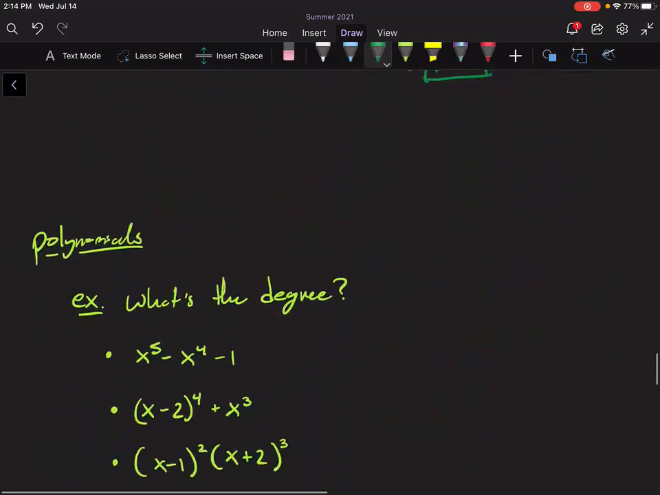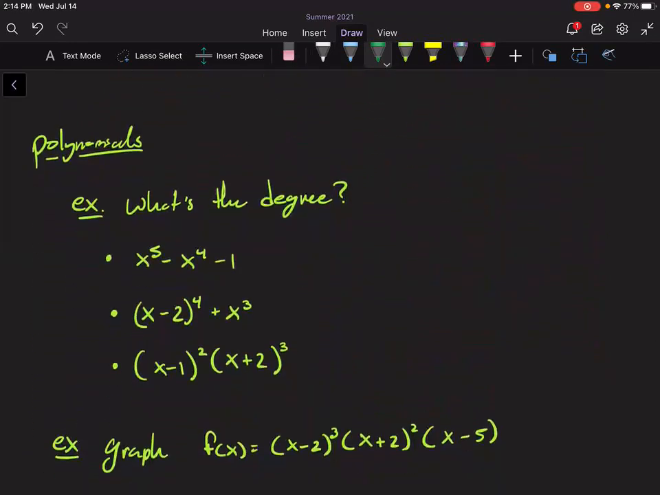All right, and then on chapter 5, we had polynomials. Our first question is figuring out what the degree is, and then we'll move into examples of graphing. So here, when we have a polynomial in standard form, our degree is just the biggest power. So our degree is 5.